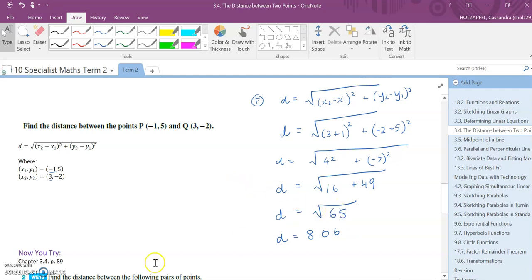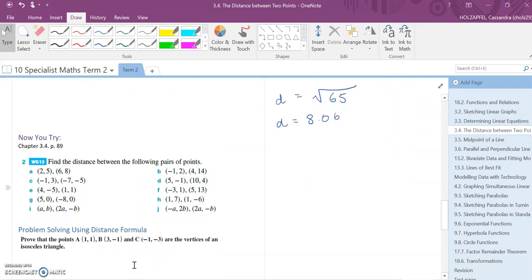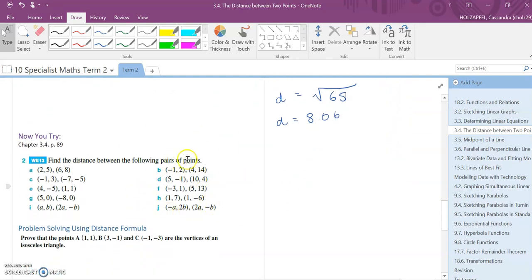There we go. All right, so I want you to have a go now, practicing using the following points. I'm going to get you guys to just do every second one, so A, C, E, G, and I. Now these last couple, these ones are completely algebraic, so you're not going to be able to get a number solution for it.